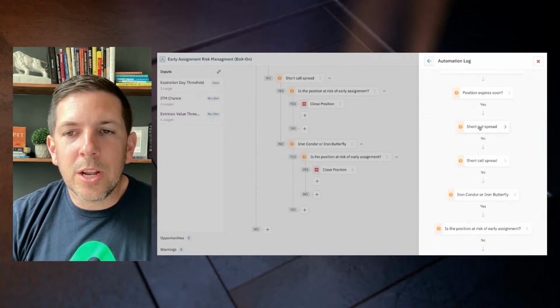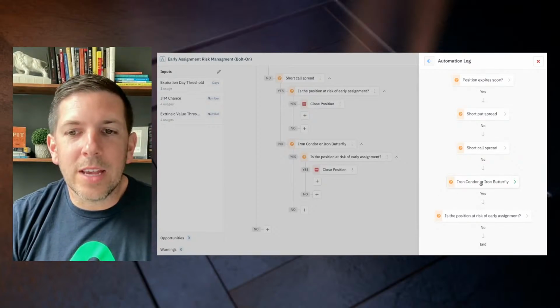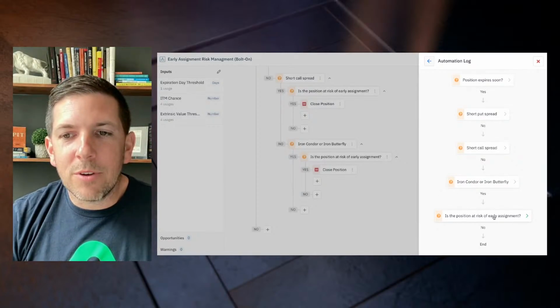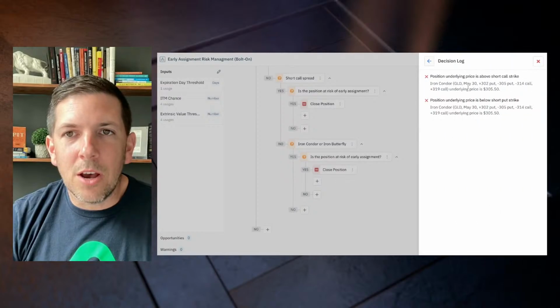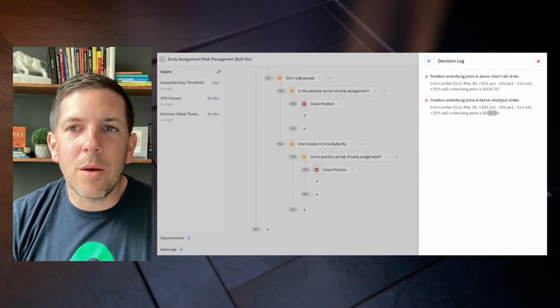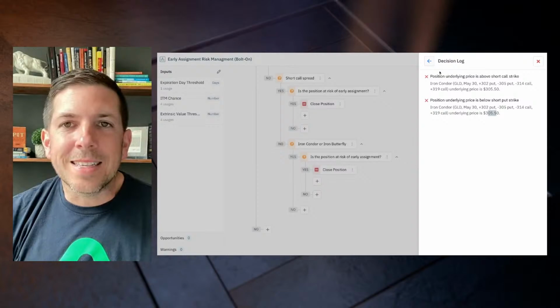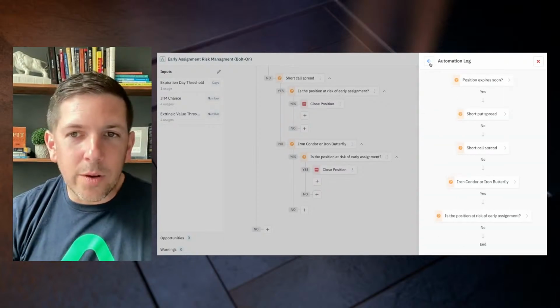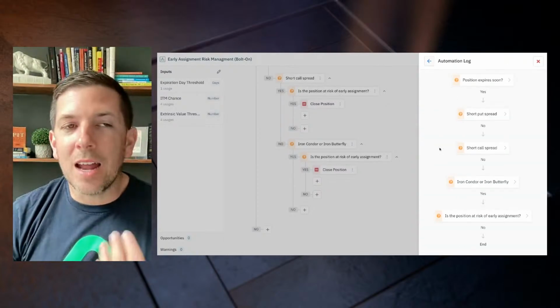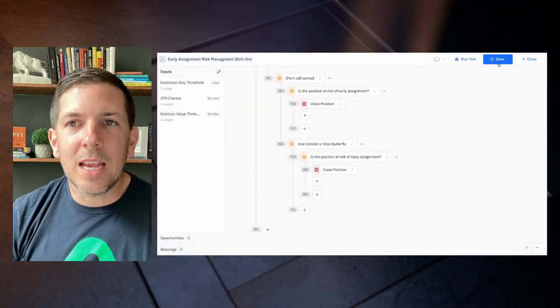Is it a short put spread? No. Is it a short call spread? No. Is it an Iron Butterfly or an Iron Condor? Yes. And is the position at risk of early assignment? The answer is no. The underlying price is 305.50, which is above my short call, and underlying price is not below my short put. So again, it's not at risk of assignment. You can see how it's going through that progression here, and it's got to be true for all of those statements before it makes the decision to take the position off.